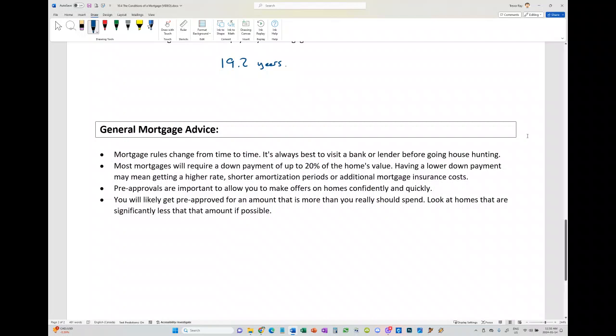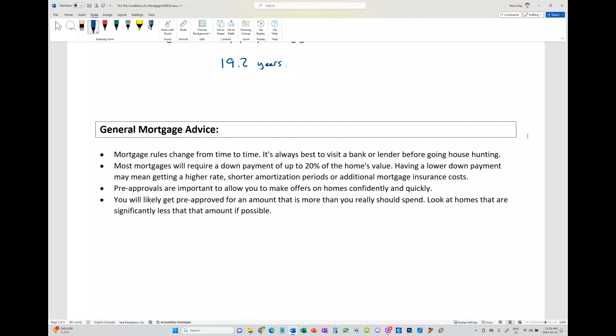Second thing is that most homes require a down payment of up to 20%. So if you want to buy a $700,000 home, you're going to have to actually come up with a $140,000 down payment, which is a little bit tricky for most people to do. Right now, I believe banks will allow you to make less than that. Again, the rules change over time. They've changed since I bought a house, that's for sure.